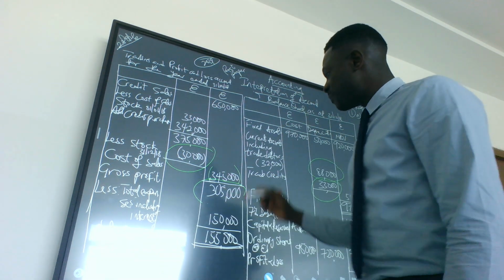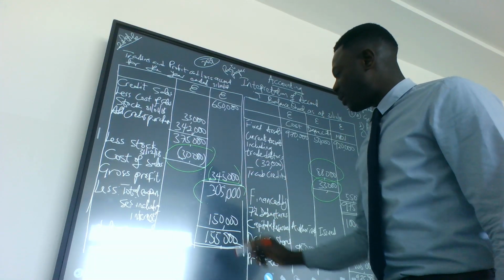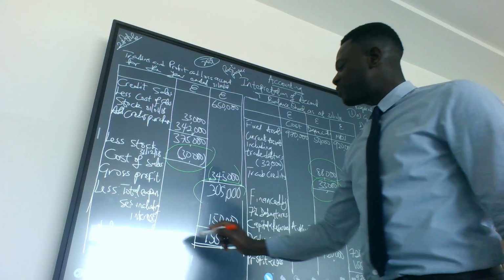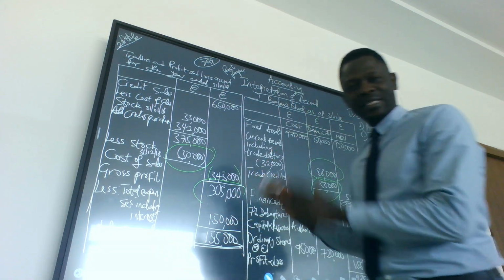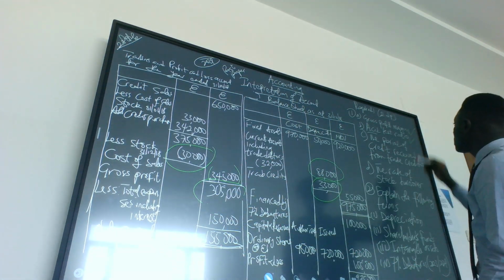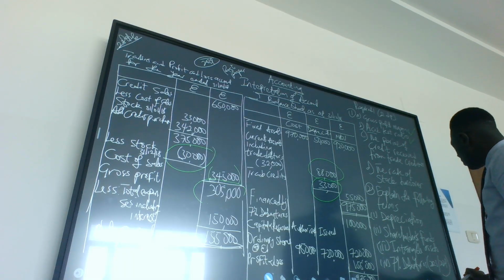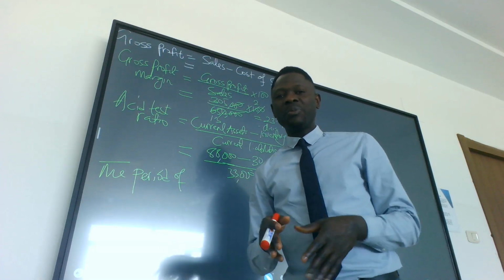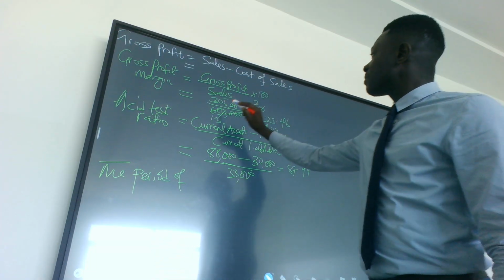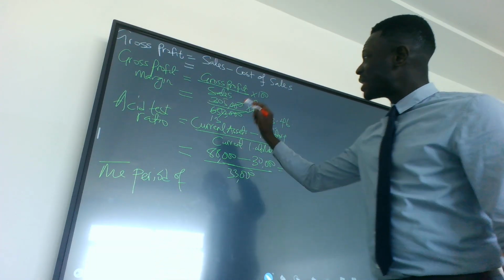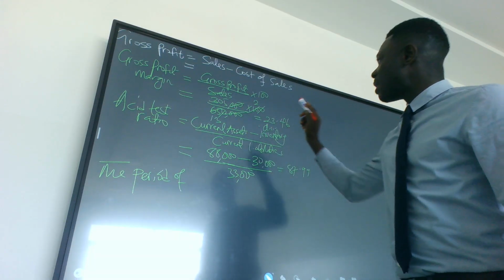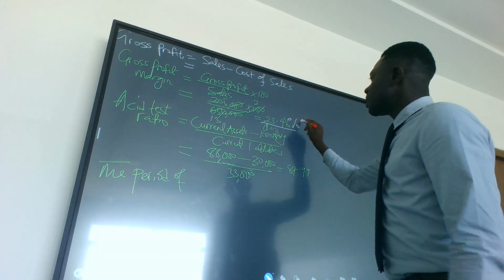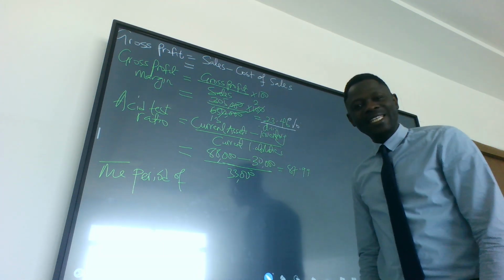The net profit is gross profit minus expenses. Our expenses are 150,000, and the net profit will be 155,000. That is done. Now we have the first question, which is gross profit margin. To get the gross profit margin, it is gross profit divided by sales multiplied by 100. Our gross profit is 305,000. Our sales is 650,000, multiplied by 100. So our gross profit margin is 23.46%.